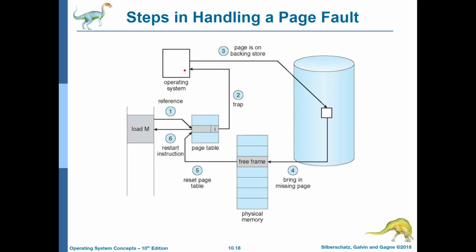Now, if this is an invalid access, the operating system simply aborts the program. But if it is valid, it goes on to step 3, where it finds the page on the backing store, whether it's the actual program file or whether it's in a swap space of some sort. It loads that page into a free frame of physical memory in step 4. The operating system then rewrites the page table so that this particular page is valid, and then in step 6, that instruction is re-executed so that the memory access can be attempted again. It will be valid, it will go to physical memory, and everything will work just fine.